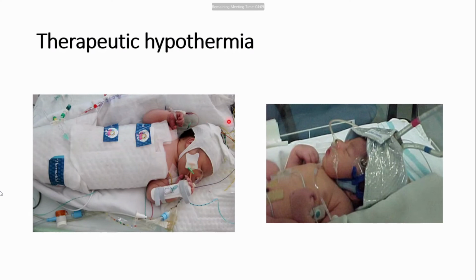So what does this prevent? This prevents the harmful effect of free radicals on the brain, and this will decrease the incidence of hypoxic ischemic encephalopathy. So this is the blanket which controls the temperature of the baby. This is whole body therapeutic hypothermia, and this is selective cooling of the head. You have a helmet like this that decreases the temperature of the head. So this is the newer modality of treatment of HIE, which is known as therapeutic hypothermia.